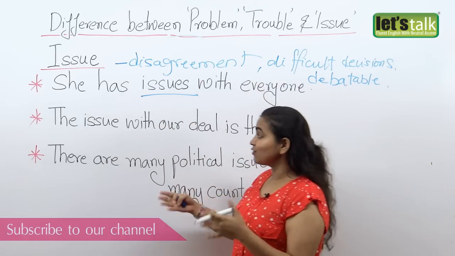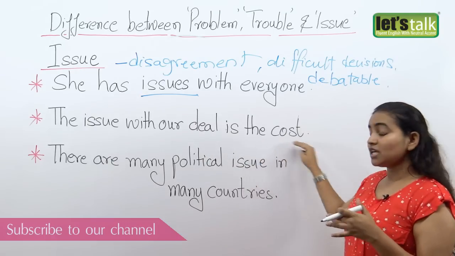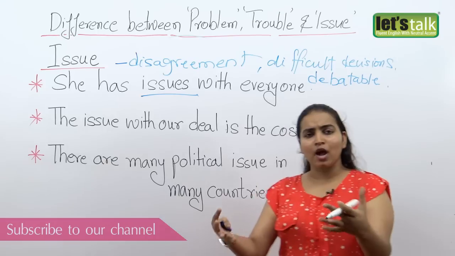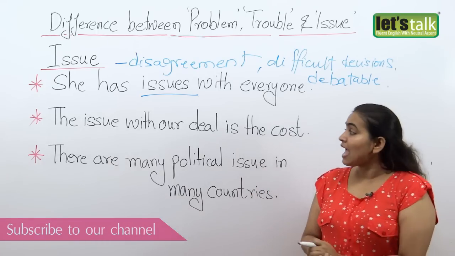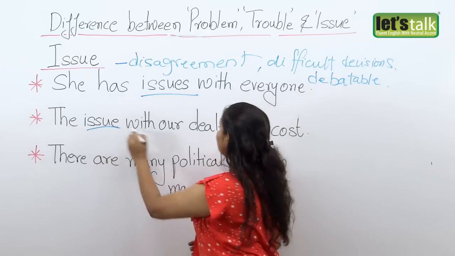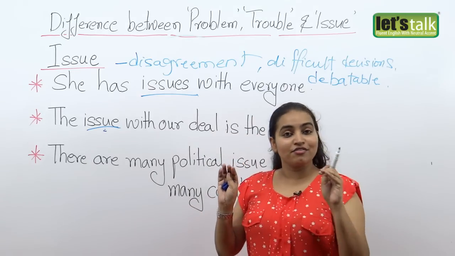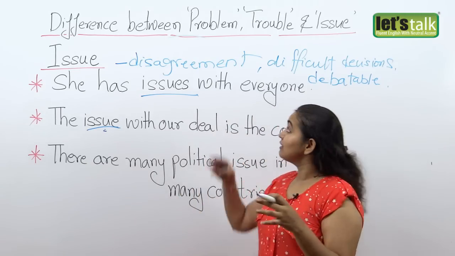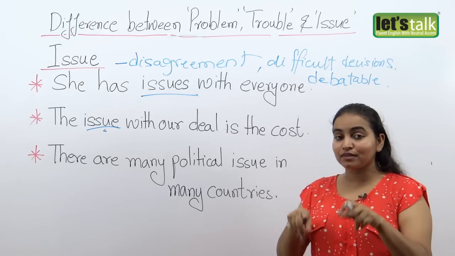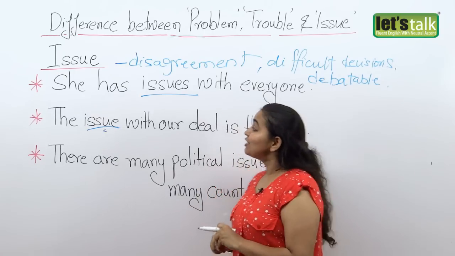Let's look at the next sentence. This sentence says, the issue with our deal is the cost. So we're talking about a group of people working out a budget, a financial budget maybe. And of course, in a financial budget, the issue is the cost. Now, I use the word issue because the financial budget, so to speak, is debatable, and it may not be agreed upon by all the people involved, and therefore there is disagreement to a certain extent.